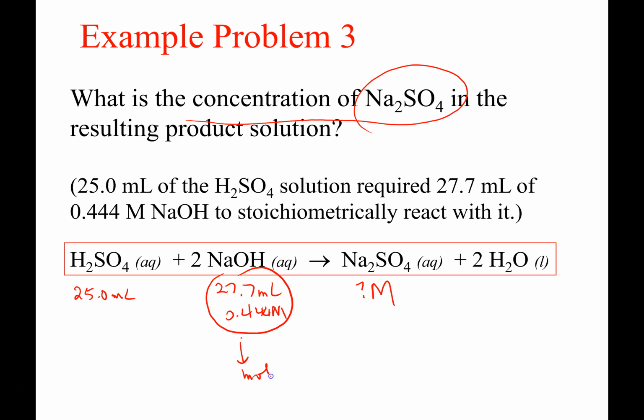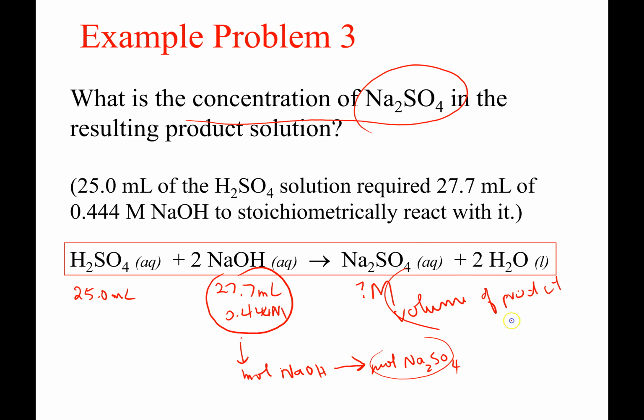We did that before, so I'm not going to reinvent the wheel. We're going to go back and pick up the moles of NaOH. This is similar to what we did before. Once we have the moles of NaOH, we're going to go for the moles of Na2SO4. And then what we did before for the H2SO4 is we took those moles and divided by the volume.